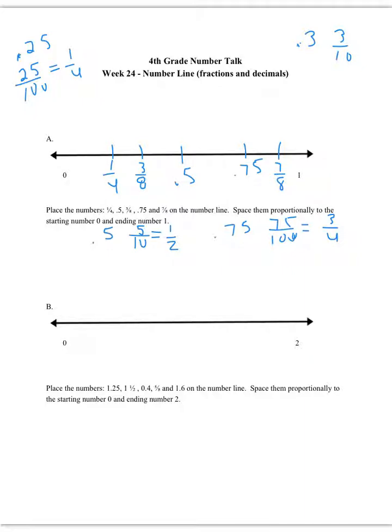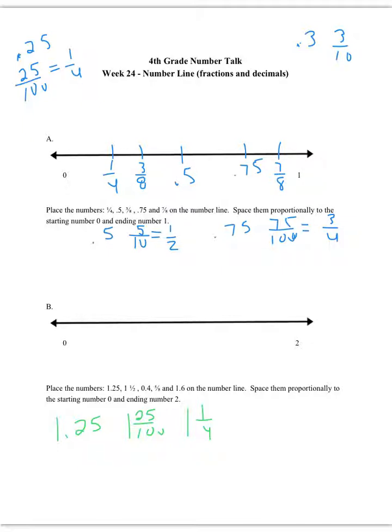Our next example is place the numbers 1 and 25 hundredths. So let's think about that. 1 and 25 hundredths. So 1 and 25 over 100. It's the same as 1 and 1/4. If you think about it as a dollar amount, $1.25. Well, don't we have a dollar and then 1/4 of a dollar? Because 25 cents is 1/4 of a dollar.